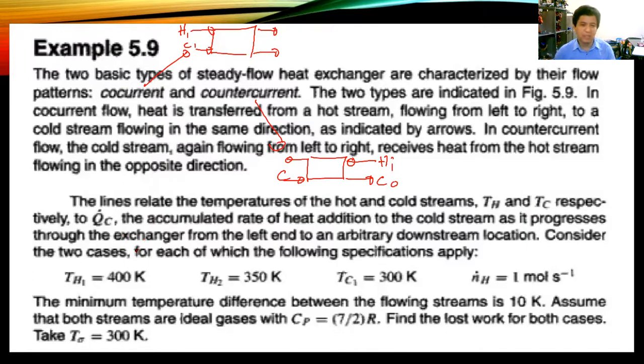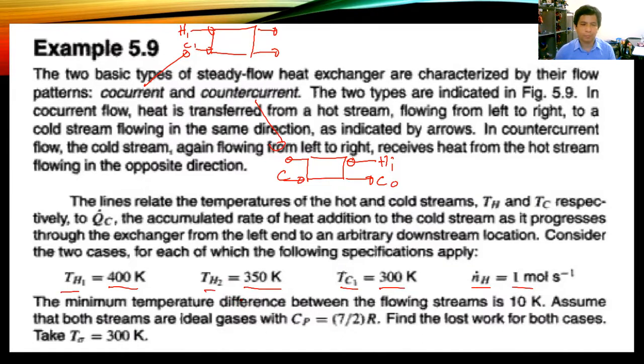So it's given that the hot stream enters at 400 Kelvin and it goes out at 350 Kelvin. Okay? And then the cold stream enters at 300 Kelvin, and then the flow rate of the hot stream is 1 mole per second. So the minimum temperature difference between the flowing streams is 10 K.